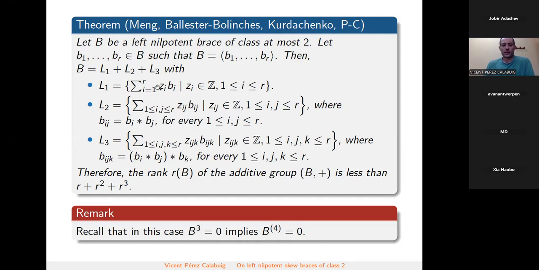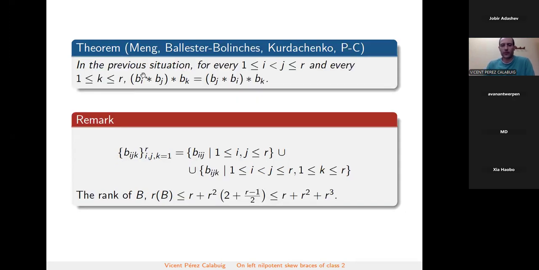And as a consequence, we obtain also an upper bound for the rank of the additive group of B. This rank is less than or equal to r plus r squared plus r cubed. And this is because here we have one free index, here we have 2 free indices, and here we have 3 free indices. Okay, but in this case, we can go a step further. Our next result shows that if we pay attention to these 3 star products, we see the following series of equalities.